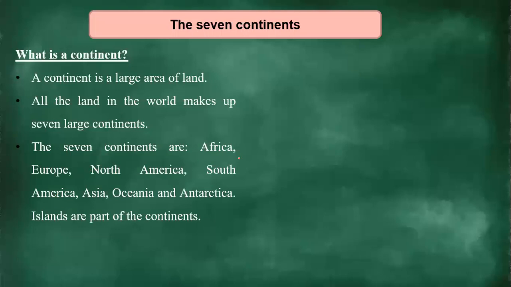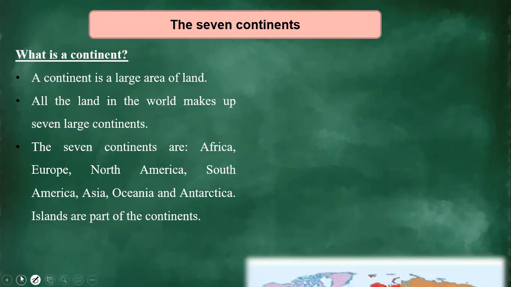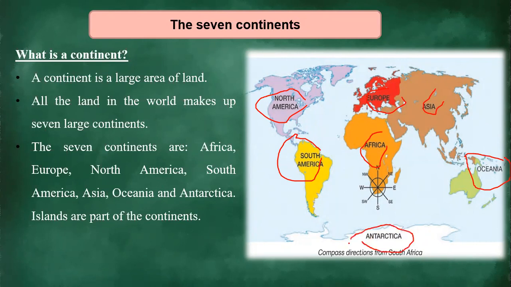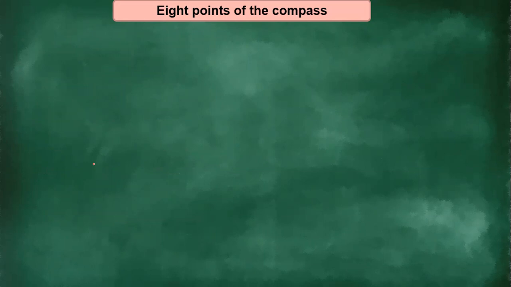Nice one. Okay, the 7 continents are Africa, Europe, North America, South America, Asia, and Antarctica. Okay, here we go. Here are the 7 continents. This one, South America, Africa, Europe, Asia, and the last one, it's that one. Okay, so I believe you guys know them.